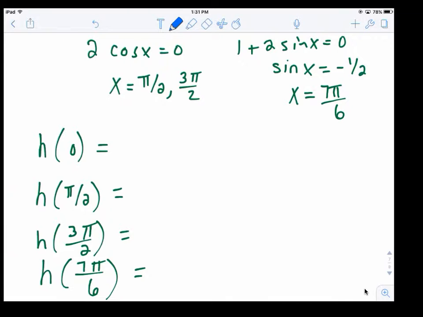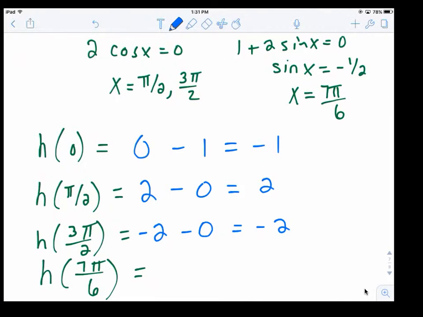Okay, so if you plug in 0, you get 0 minus cosine of 0, which is 1. So you get negative 1. Pi over 2: 2 sine of pi over 2, sine of pi over 2 is 1, so times the 2, which is 2, minus 0. Three pi over 2 is negative 2 minus 0. And then 7 pi over 6.